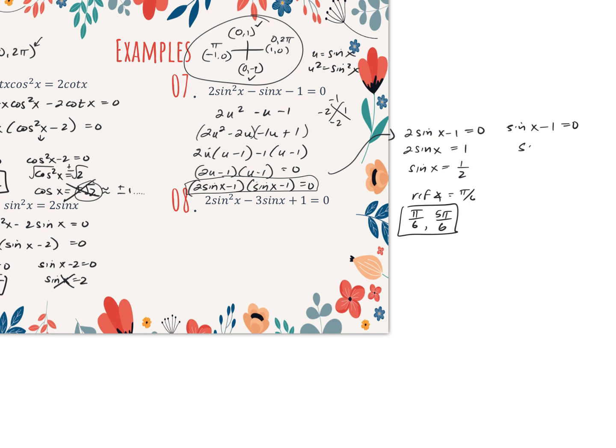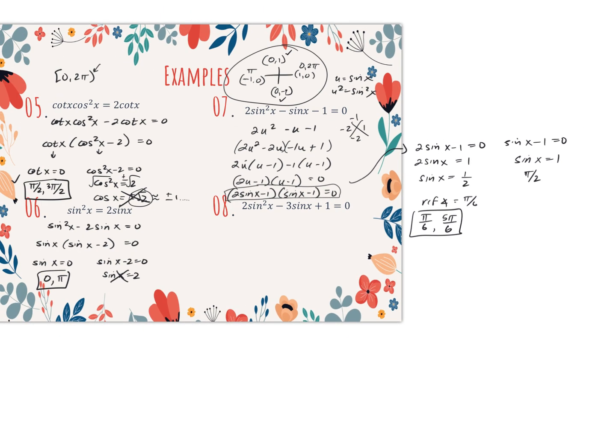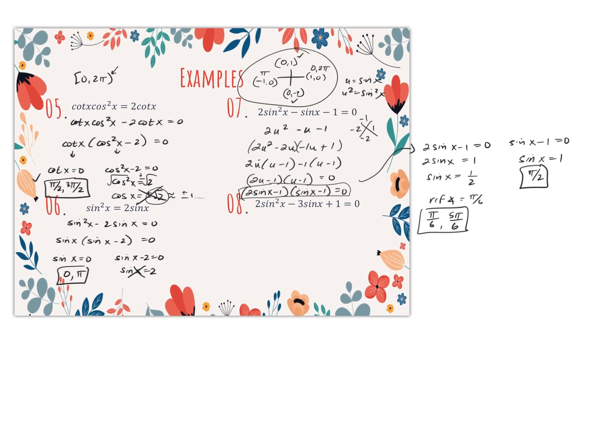And then here, sine of x equals 1. And again, those are my quadrantal angles. Where is my sine equal to 1? Well, it's equal to 1 at pi over 2, at 90 degrees. And so this one has 3 solutions. All of these that I boxed off are solutions to number 7.